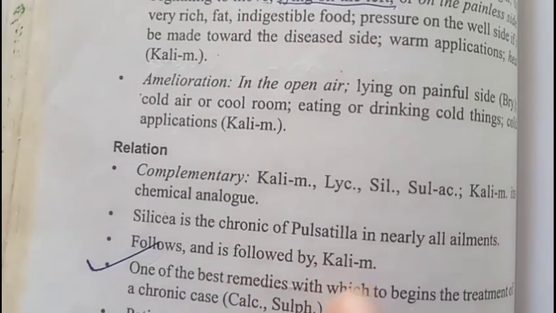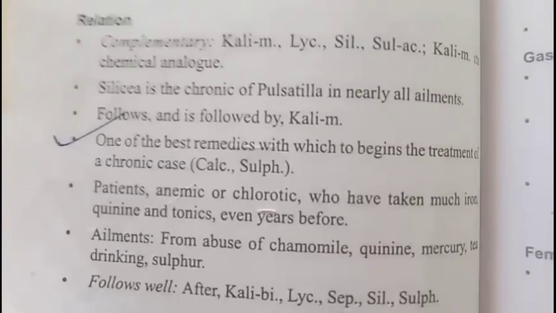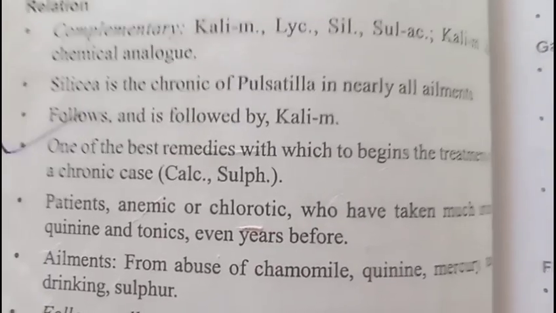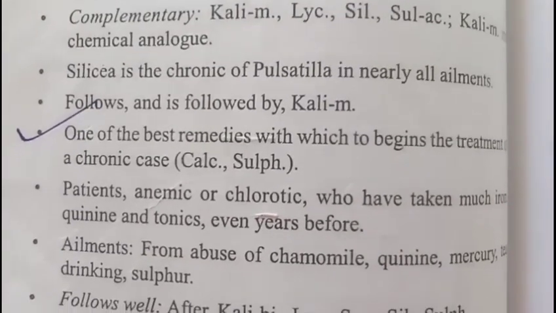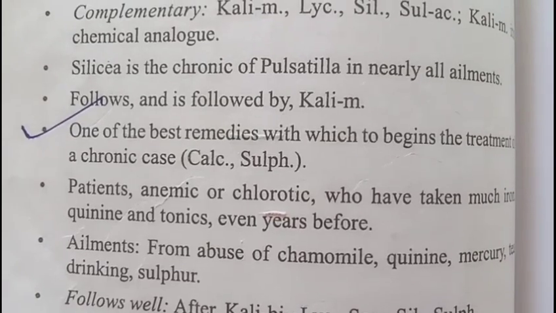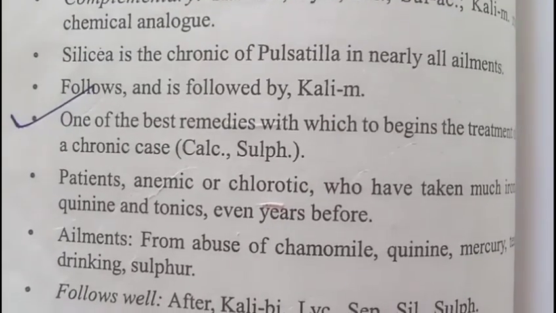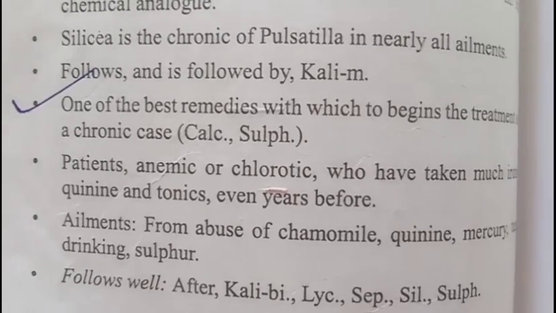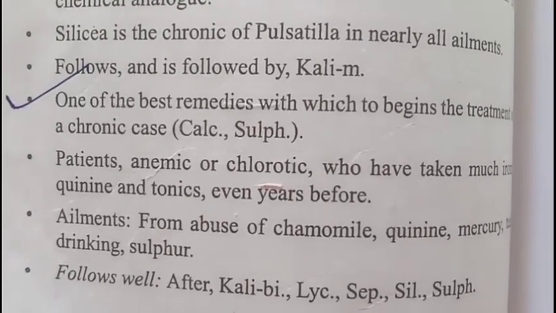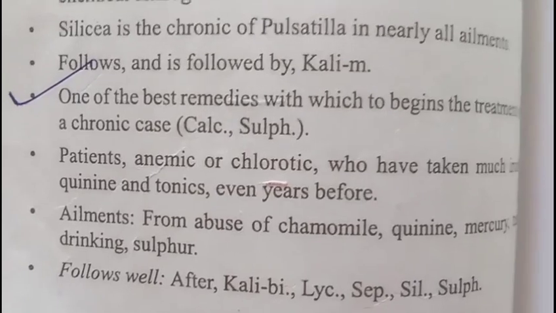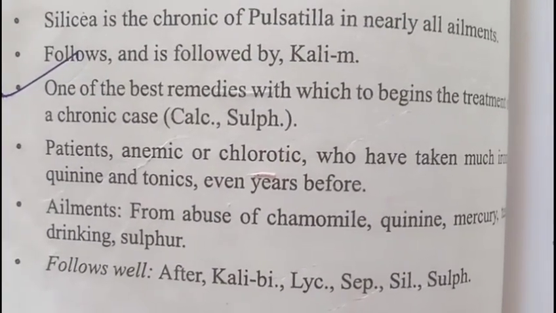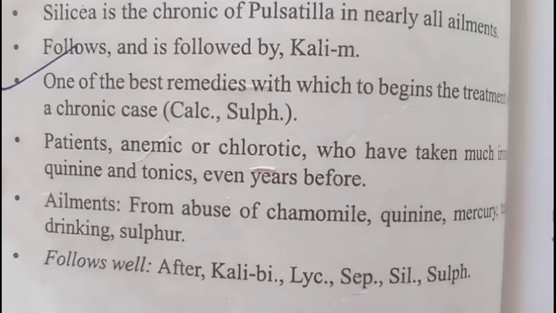Follows and followed by Calcarea muriatica. You always remember, whenever a Pulsatilla aggravation occurs, if you give Kali muriaticum within a fraction of time, that is 10 to 15 minutes, the symptoms are relieved. One of the best remedies to begin treatment in a chronic case. Patient anemic, chlorotic, have taken much quinine and tonics even years before. Follows well after Calcarea, Lycopodium, Sepia, Silicea and Sulfur.